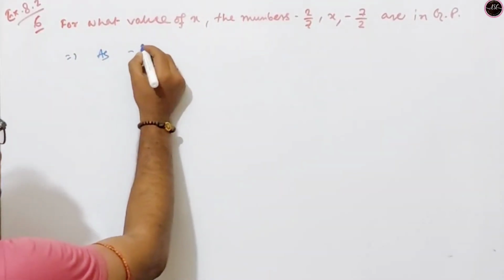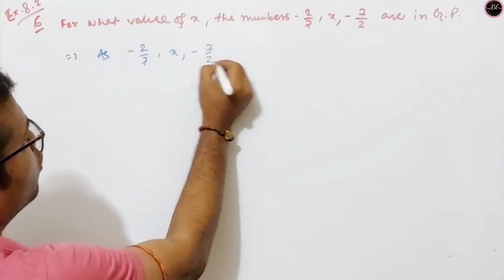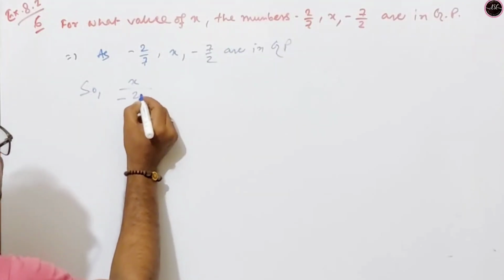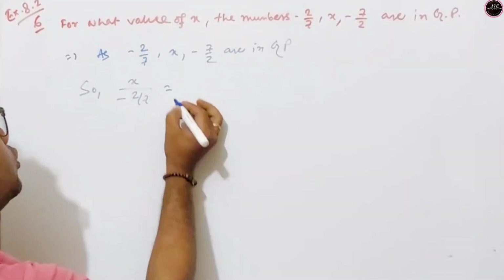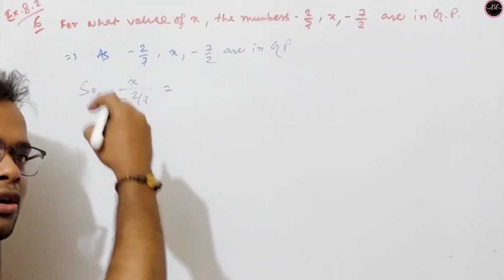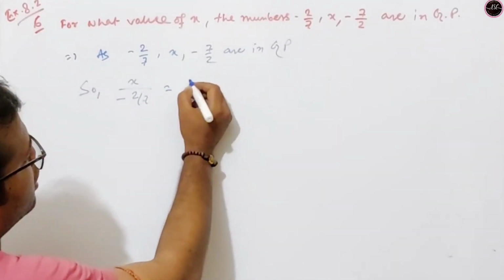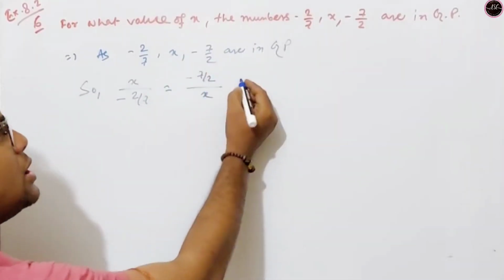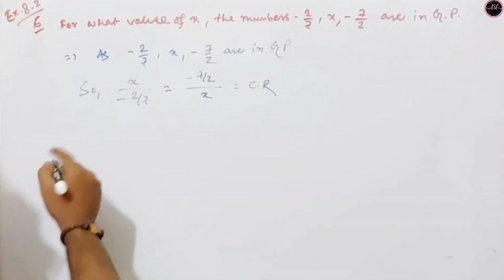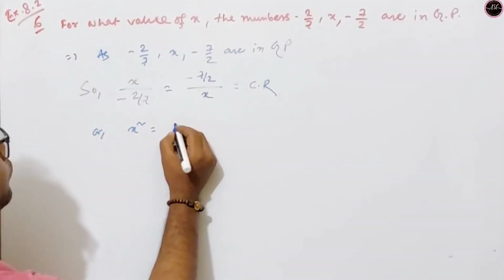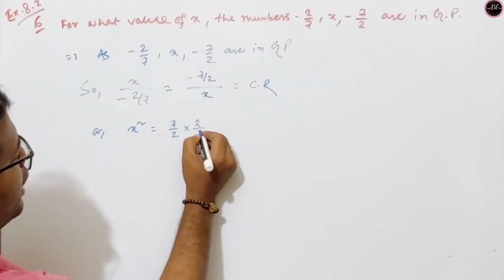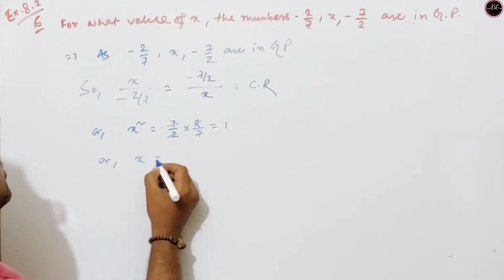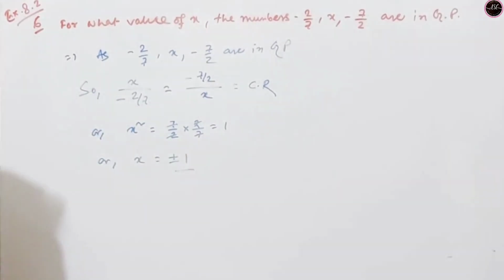As -2/7, x, -7/2 are in GP, x divided by -2/7, that means this is the common ratio, equal to, as they are in GP, the common ratio is obviously the same, (-7/2) divided by x. So this is the common ratio. Okay, that will be same. So x² = 7/2 into 2/7. Minus minus will be cancelled out. So 7 cancels out, 2 cancels out, equal to 1. Or x equal to plus minus 1. Very simple. Okay. Then look at this question.